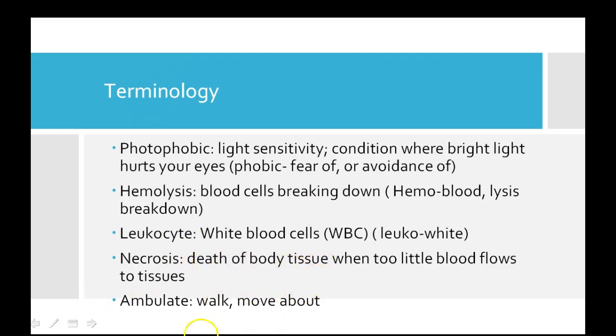Ambulate. Now we all do this every day. We walk or we move about. So when we tell the patient we would like for you to ambulate, or you might see in the orders, ambulate patient 3 times a day. Walk the patient 3 times a day.